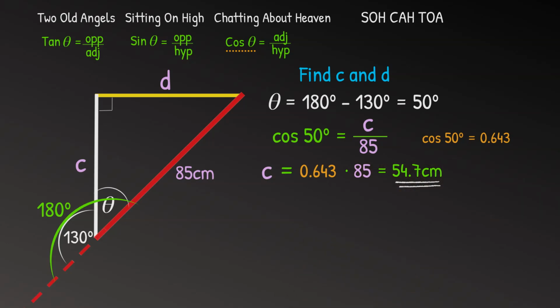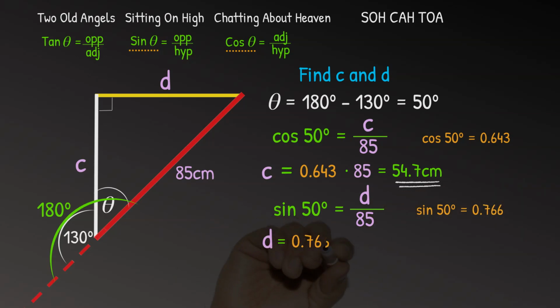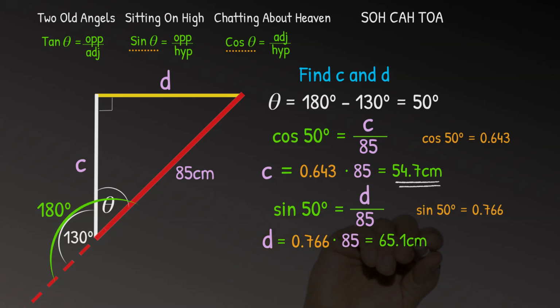Then to find the side D, we'll need to use the sine function because D is the side that is opposite the angle of 50 degrees. So the sine of 50 is equal to D divided by 85. And if we find the value of sine for 50 on our calculator, we get 0.766. So D is equal to 0.766 times 85, which gives us 65.1 centimetres.